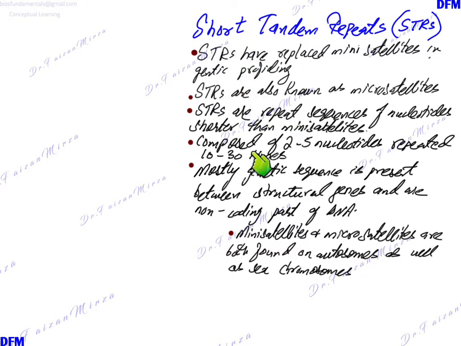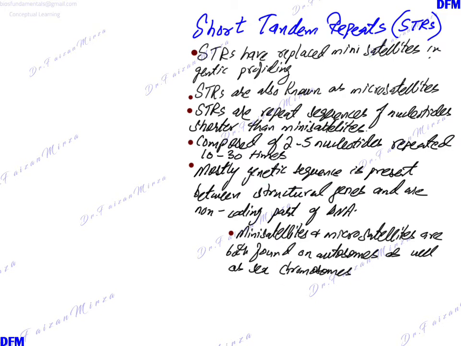STRs are much shorter than mini satellites. They are composed of just 2 to 5 nucleotides which are repeated 10 to 30 times. Most of these sequences are present between the structural genes and are the non-coding part of the DNA. Mini satellites and microsatellites are found on autosomes as well as on the sex chromosomes.